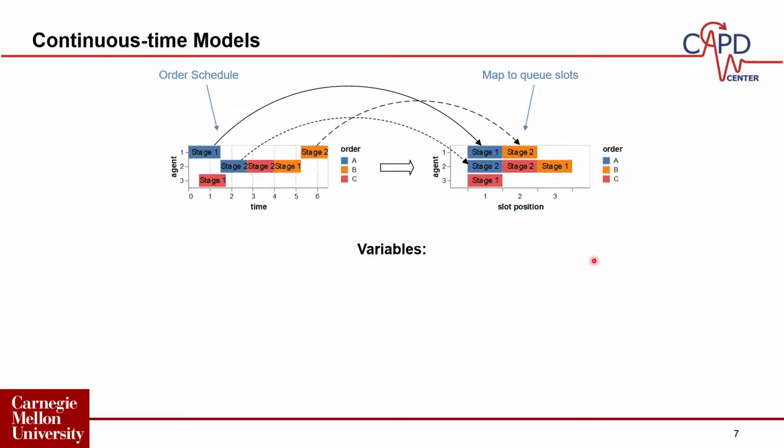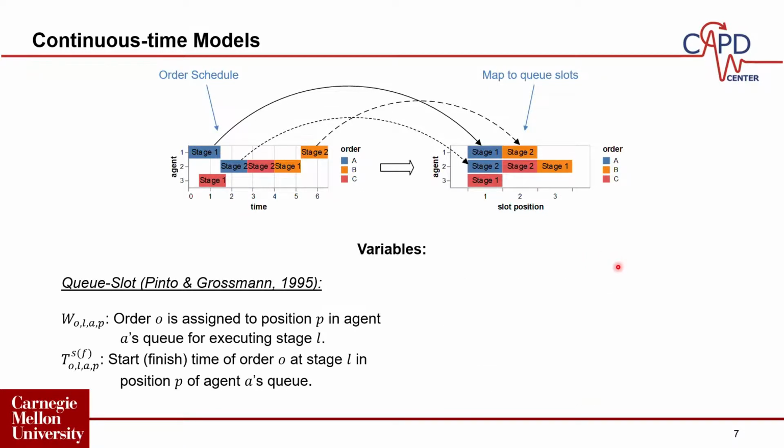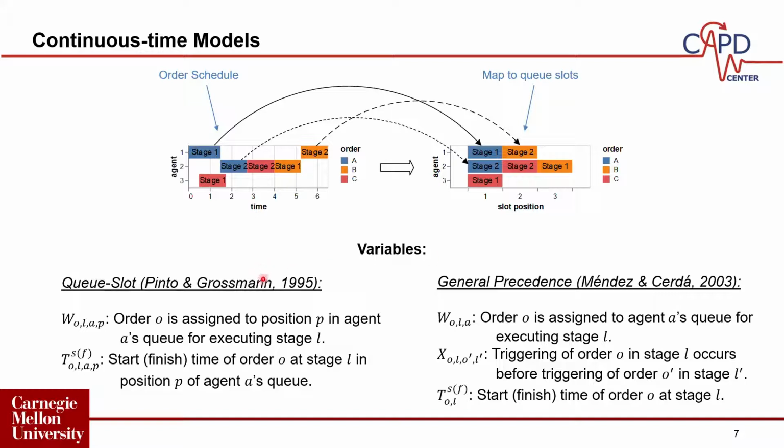So first, I looked at some continuous time models where we have the queue slot model, which is based on the time slot model by Pinto and Grossmann, and there's the general precedence model by Mendez and Cerda. In these continuous time models, we have some binary variables indicating the assignment of an order to a certain position or to a certain queue for a certain transaction. We have the start and finish times. We also can have precedence relationships.